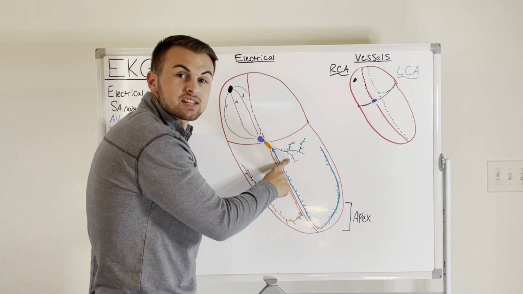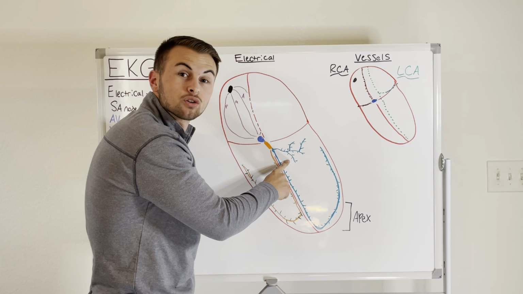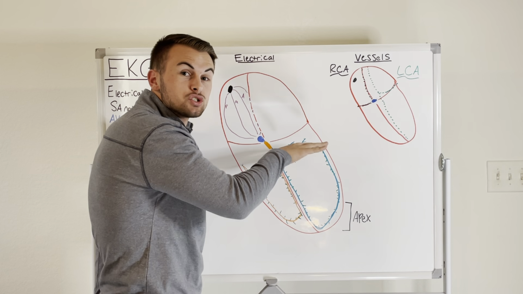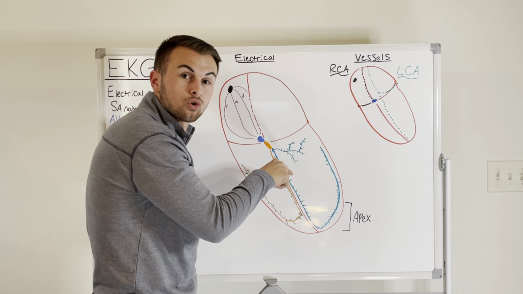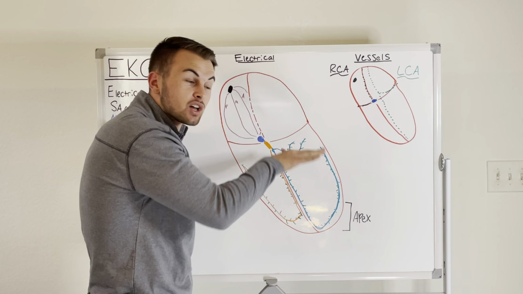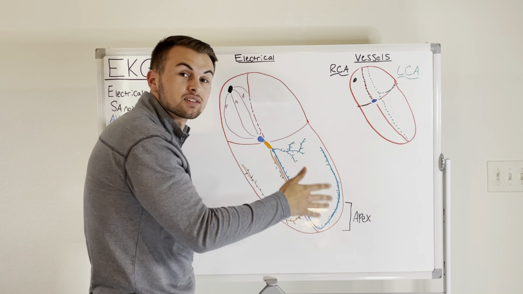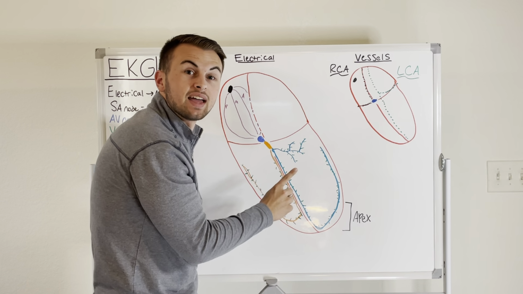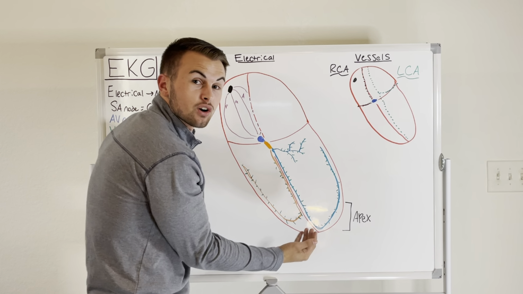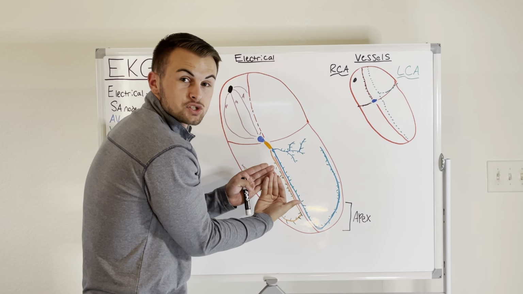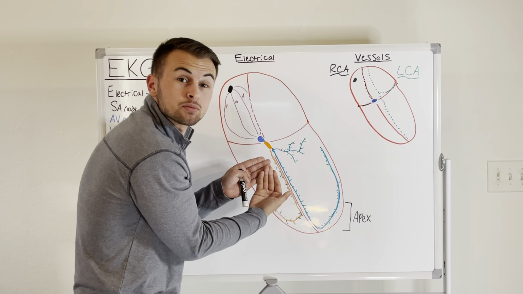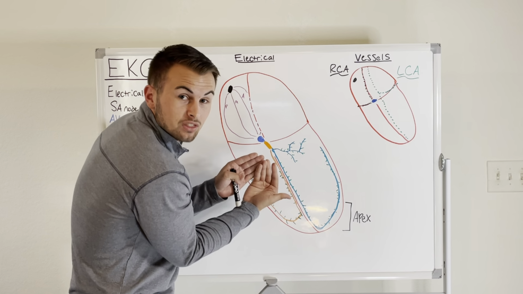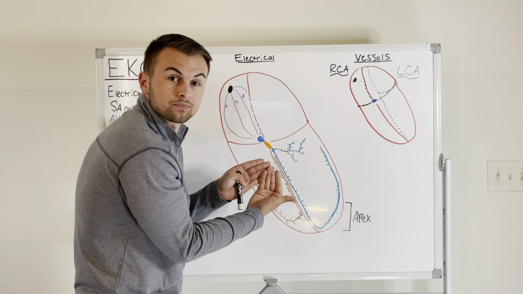The left anterior superior fascicle innervates or activates the anterior and superior left ventricle, meaning it activates the top and the front of the left ventricle. The left posterior fascicle innervates the inferior and posterior left ventricle, meaning that the left posterior fascicle activates the bottom and the back of the left ventricle.